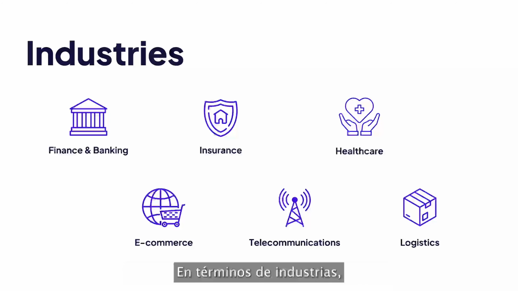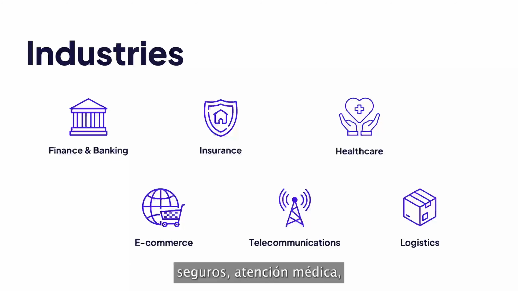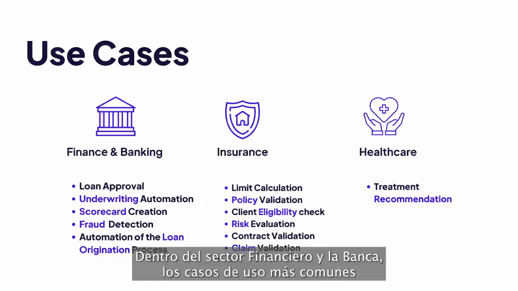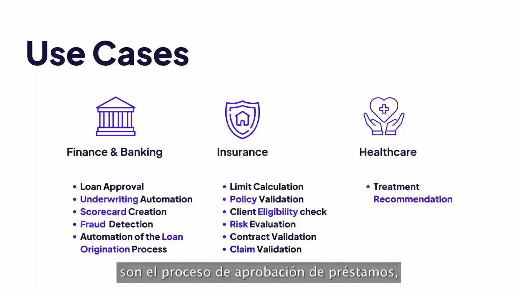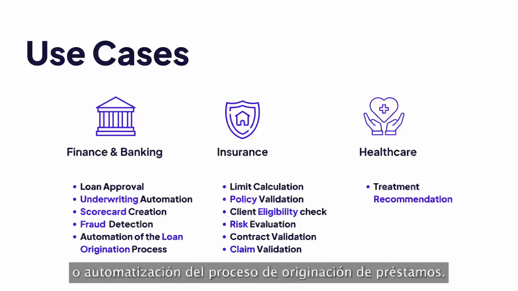In terms of industries, decision rules are used in banking and finance, insurance, healthcare, e-commerce, telecommunications, and logistics. Within the finance and banking, the most common use cases are within loan approval process, automation of the underwriting, creation of scorecards, detection of fraud, or automation of the loan origination process.